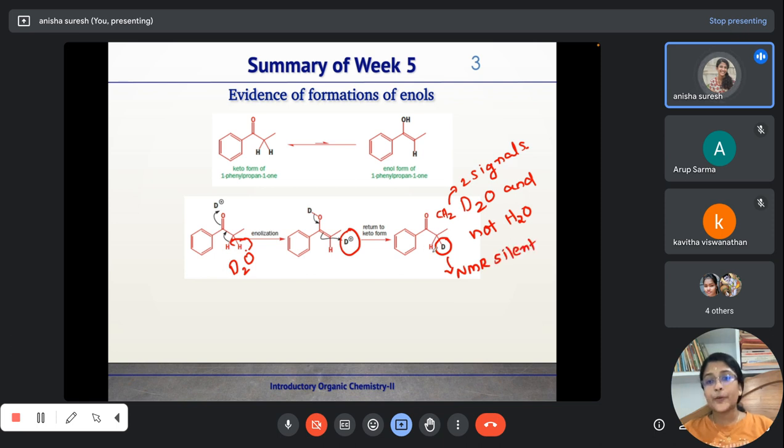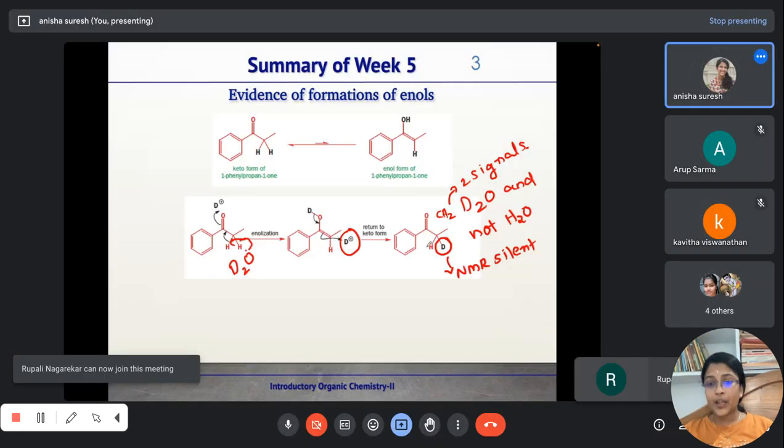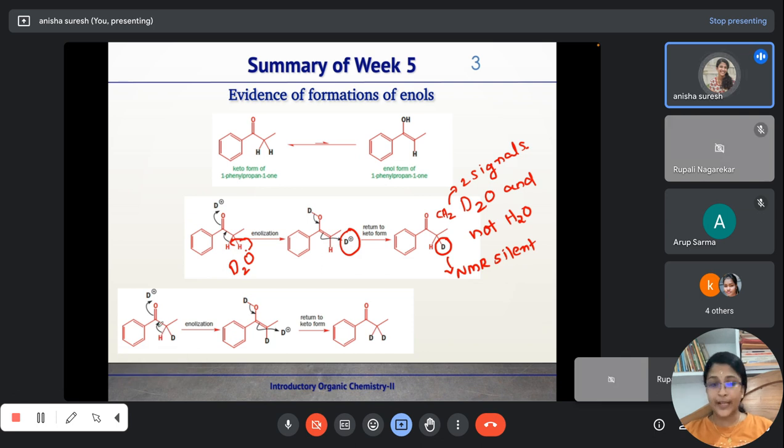So here we could see only one proton in the NMR spectra then. Now there is more deuterium present in the system, and there is more alpha hydrogen present here, right? So again, this proton is enolizable. So this proton could be abstracted, and this bond will shift here.